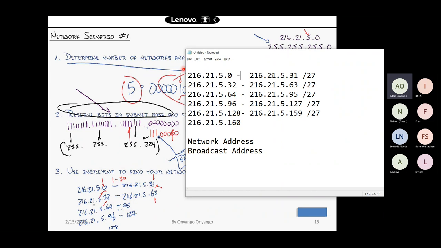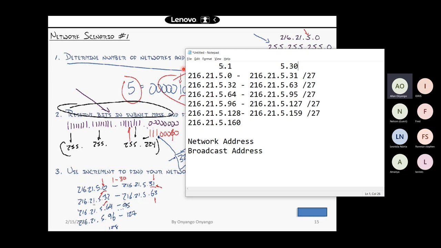So the first usable address here will be 5.1. Okay. 5.1 will be the first usable. And the last usable here will be 5.30. Those are the only addresses, from number 1 to number 30. So 216.21.5.1, 216.21.5.2, 5.3, 5.4, 5.5, 6, 7, 8, 9, 10, all the way to 29 and 30. So 5.1 up to 5.30. How many addresses is that? From number 1 to 30, that is 30 addresses.